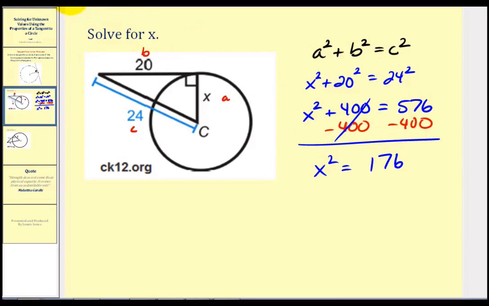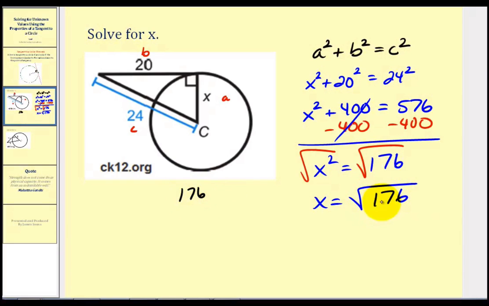Now we'll square root both sides of the equation. Since x is a length, we're only going to have the principal square root, or the positive value. So we have x equals the square root of 176. Now we should try to simplify this, so let's see if we can identify any perfect square factors of 176. This number is divisible by 4. 176 is 4 times 44.